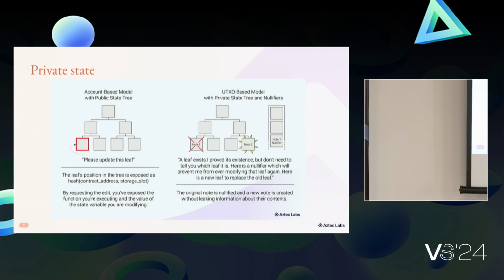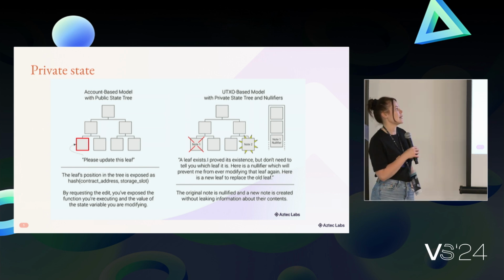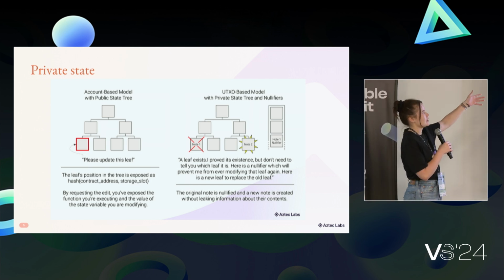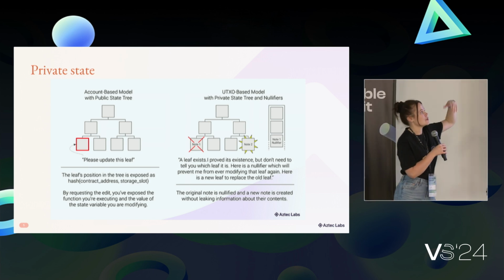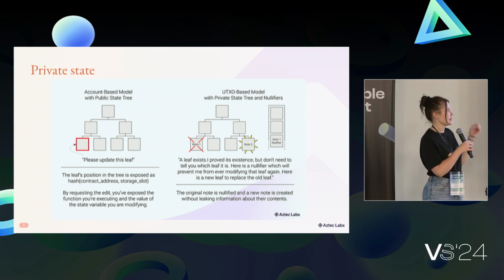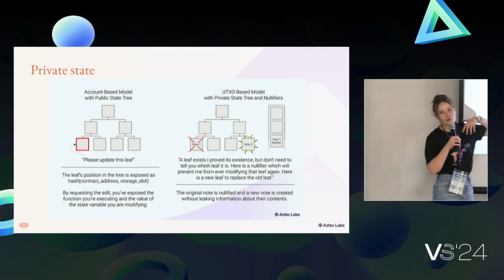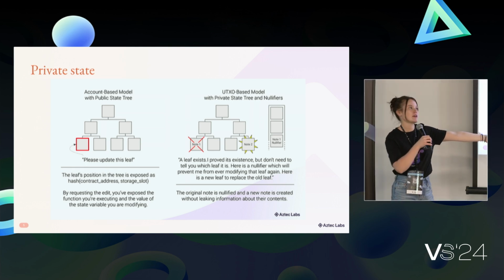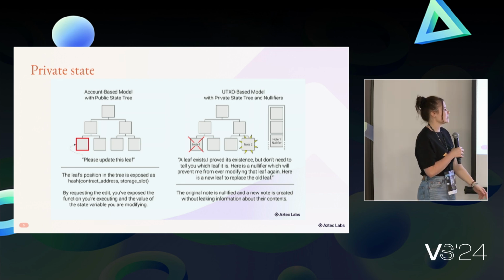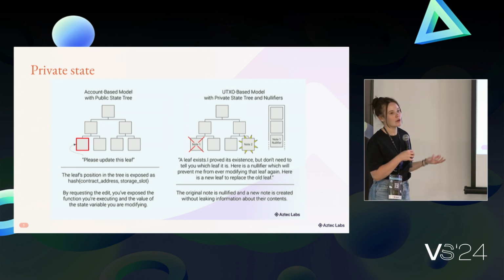For private state, I'm sure most of you are familiar with UTXOs. It's how most private chains work. It's how Bitcoin works as well. And it's the only way that actually really works with privacy. In original account-based models like Ethereum, you just have an account and you update the account. But whenever you go to update it, whatever account you're updating is going to be exposed because you're updating this specific account. It's pretty clear. You're exposing the function that you're executing and also the value of what you are modifying.